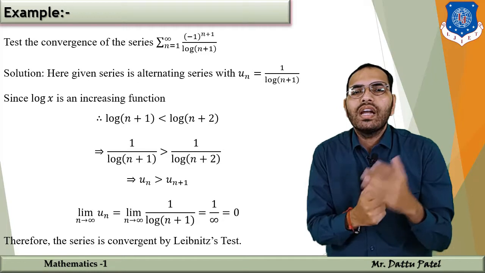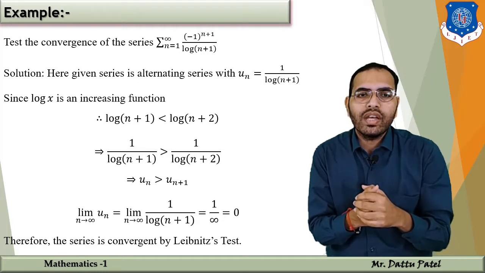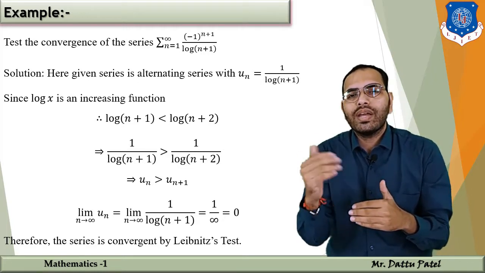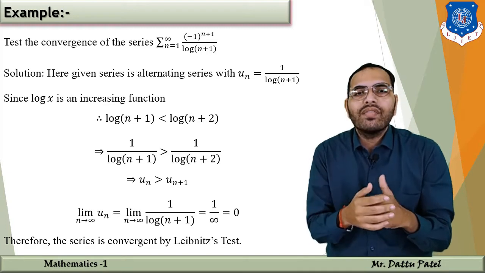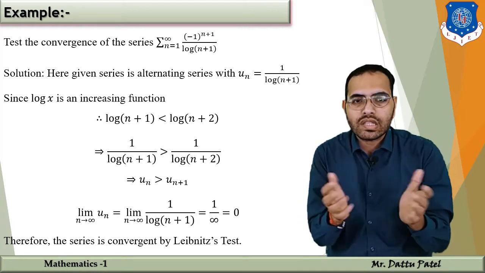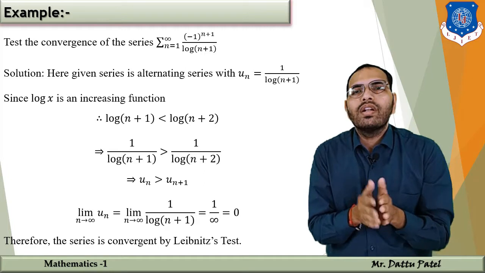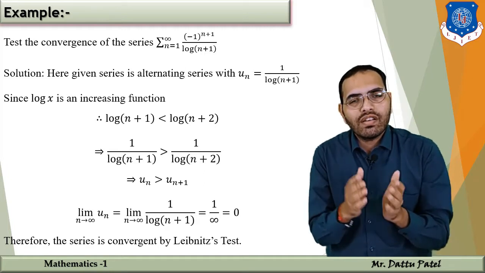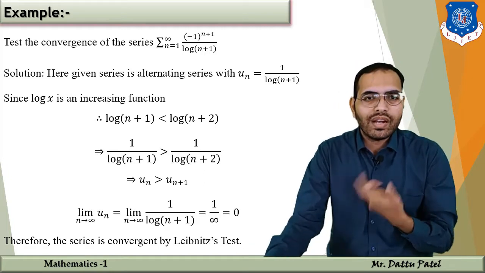Now secondly, limit n tends to infinity of un, that is limit n tends to infinity of 1 upon log n plus 1. As n goes to infinity, it becomes 1 upon infinity, that is 0. Therefore the given series is convergent by the Leibnitz test.